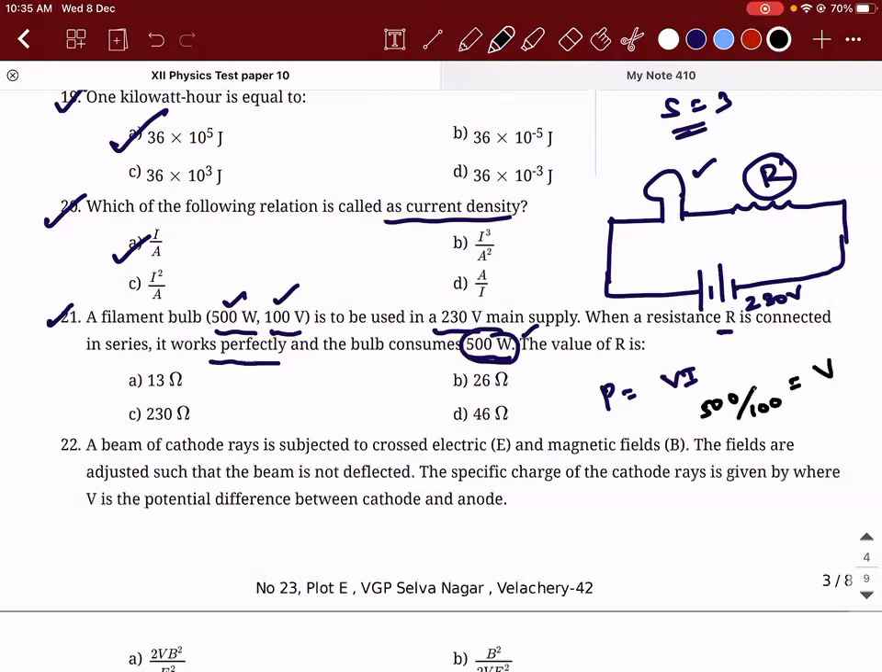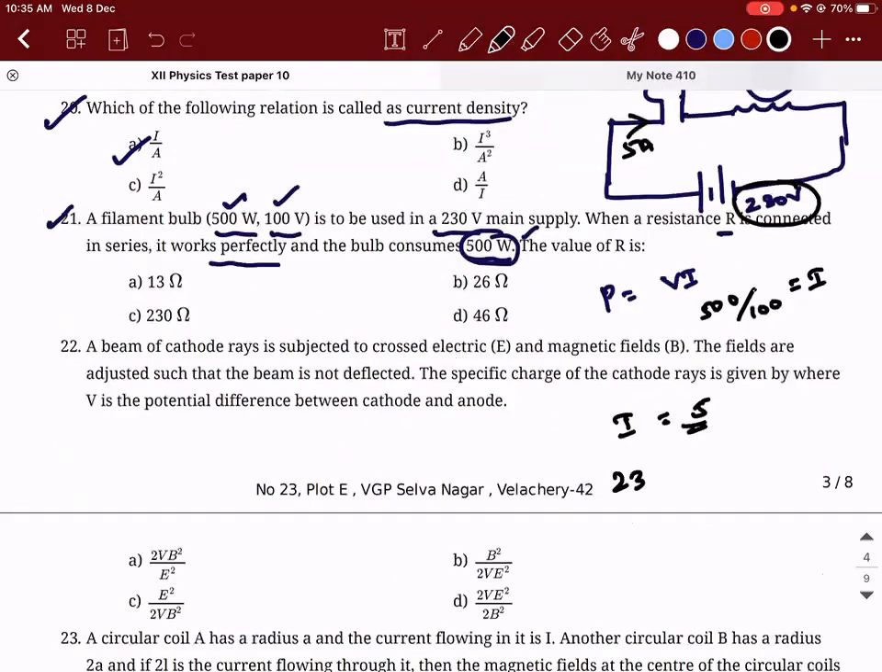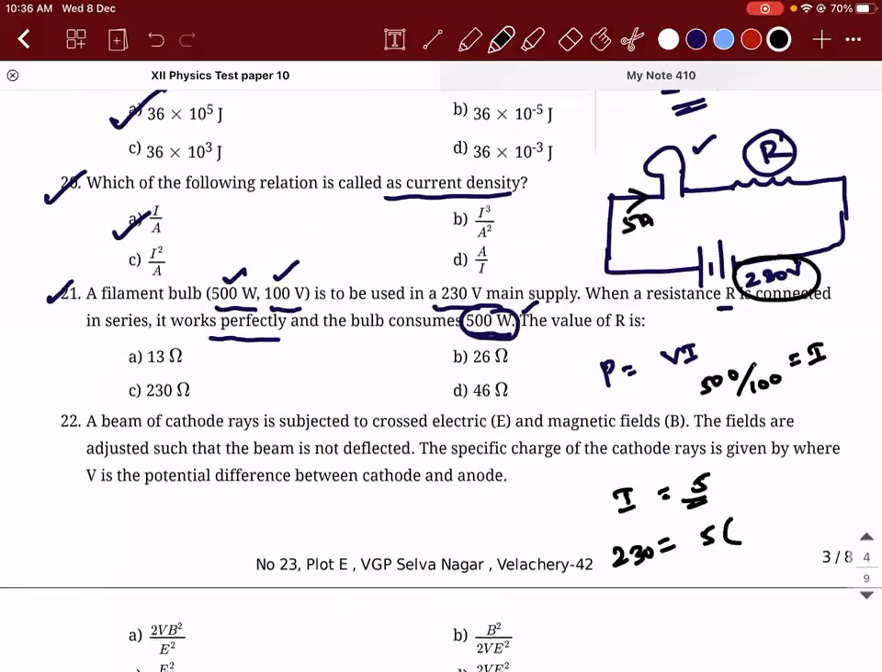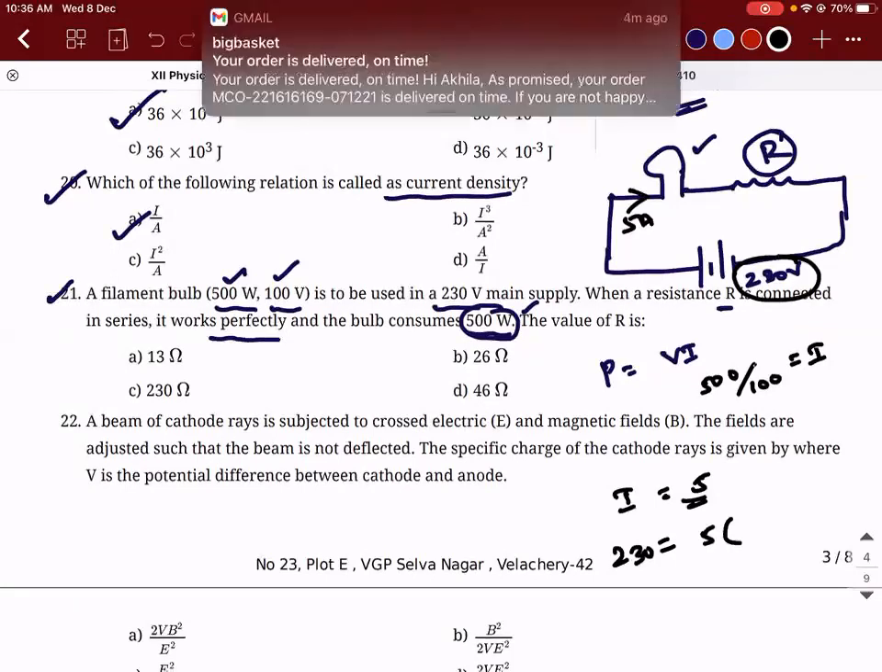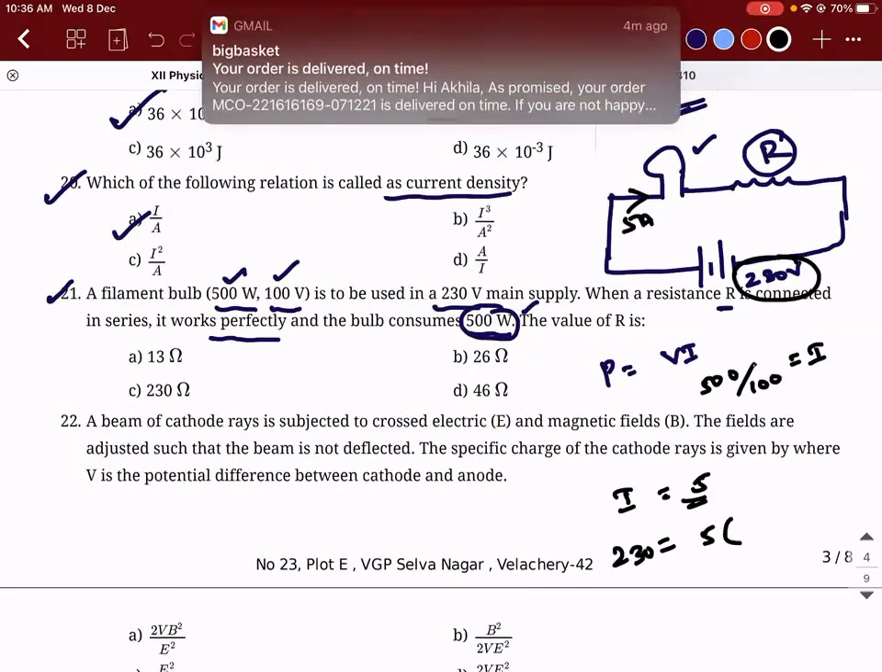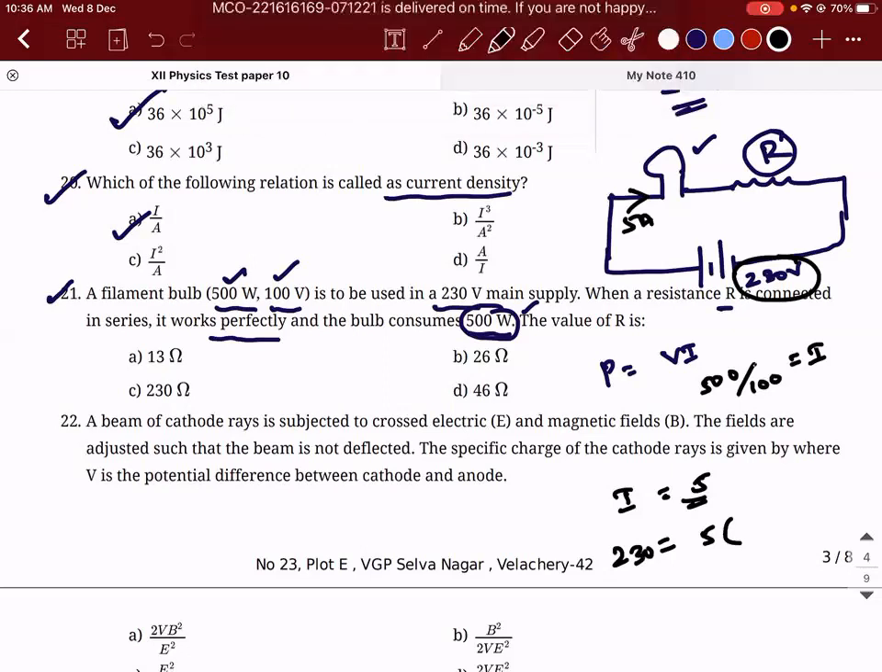So P is equal to V into I, and I will be equal to 5. So 5 ampere of current is flowing through the circuit, which is being operated at 230 volt. Now apply Ohm's law: V is equal to I into R, so 230 is equal to 5 into R. What is the total resistance of the circuit?